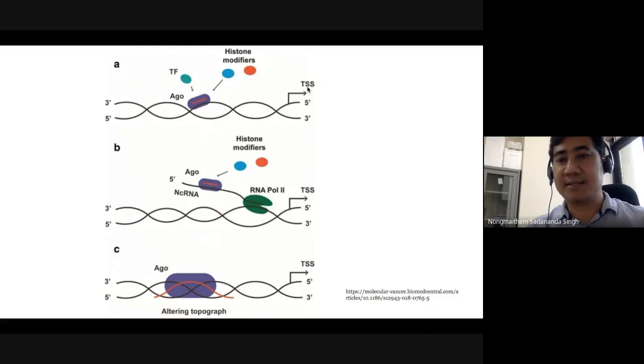Here TSS is the transcriptional start site. By recruiting transcription factors, either inhibitors or activators, most of the time inhibitors, but it can also recruit histone modifiers and change the transcriptional profile. Another way is that the microRNA RISC complex interacts directly with a nascent RNA, and after interacting with this nascent RNA, it can recruit histone modifiers and maybe shut down or activate the transcription of the nearby gene.